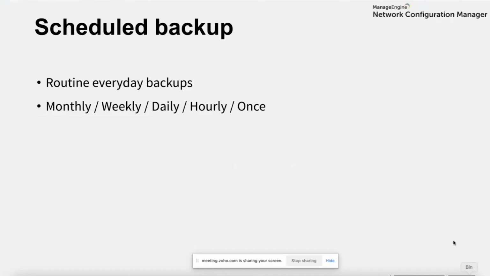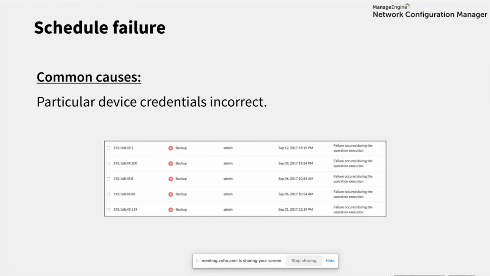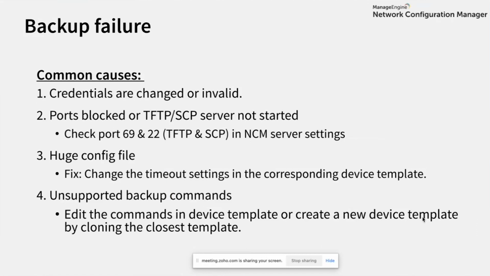So we already saw scheduled backup, so I think we can move forward. If there is a failure in the schedule, it might be because of credential. So make sure the credential is proper and try again. And you can also check whether the server settings are proper, like I just showed you.